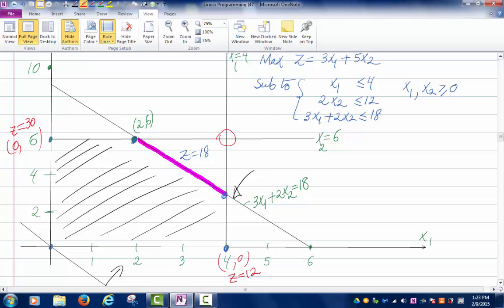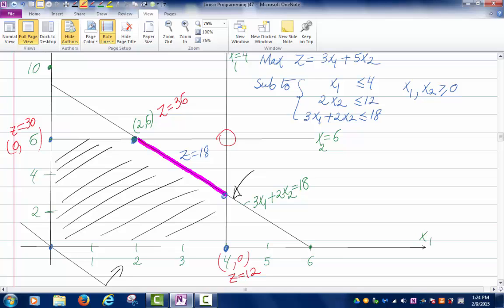So the program will say, well, moving along this edge, does it give me a better value of z? And it will say, yes, it does give me a better value of z, so I should move to the next adjacent vertex. What's the value of z here? The value of z here is 36. When x1 is 2, x2 is 6, that's where I get z to be 36. Okay, I reach this vertex, and then once again, iteration starts, right?